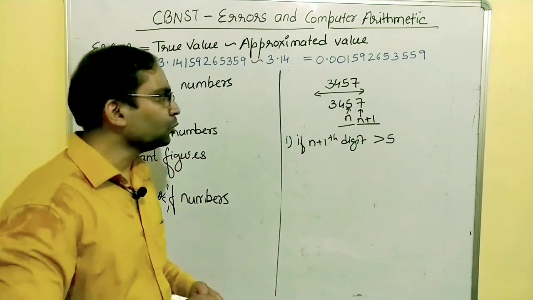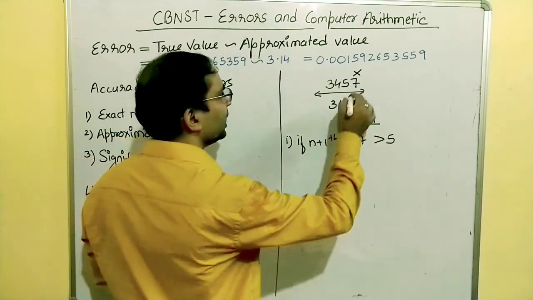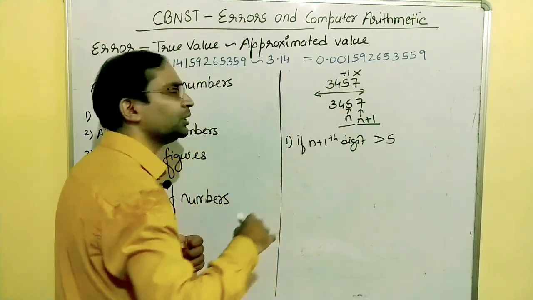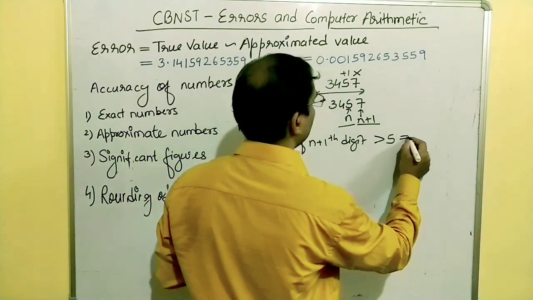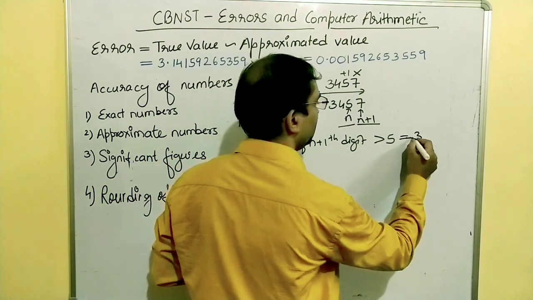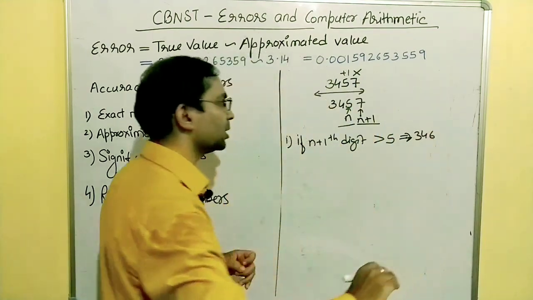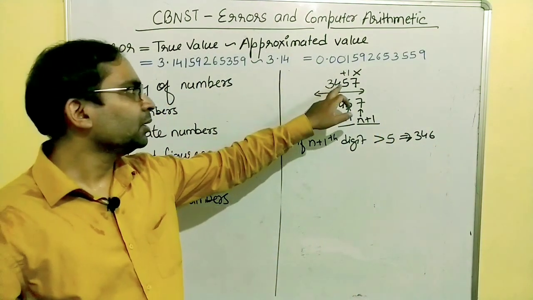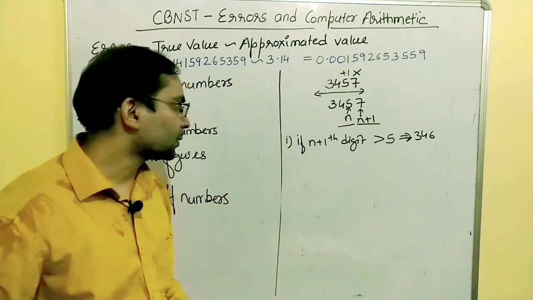5. And what we used to do, we simply eliminate this n plus 1th digit and we increment the nth digit by 1. So now this will become, let's say 3, 4, and we'll increment this nth digit. So this is 3, 4, 6 and we'll eliminate this 7th digit. So this will become 3, 4, 6. Okay, so this was the first case.